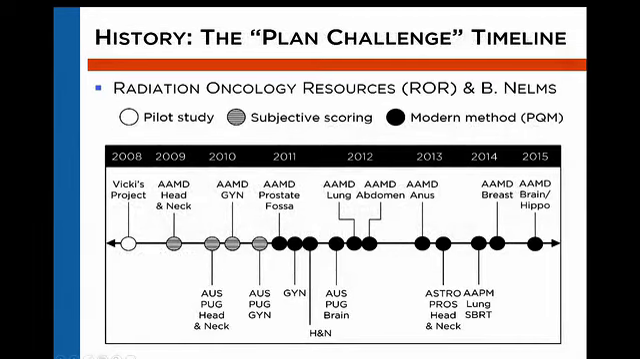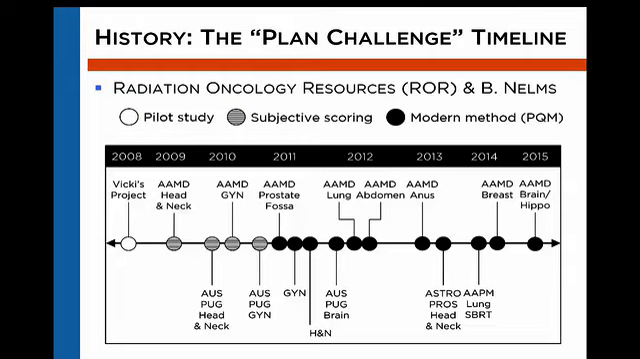So the history is really the plan challenge timeline. We're calling it more generally now the plan study program. That's made by our system called Prono, which I'll be speaking more about later. But the history of this initiative is really rooted in what was called the plan challenge for so many years. I had the pleasure to work with the group that started the plan challenge and did this so successfully for so many years, and they were called Radiation Oncology Resources, better known as ROR.